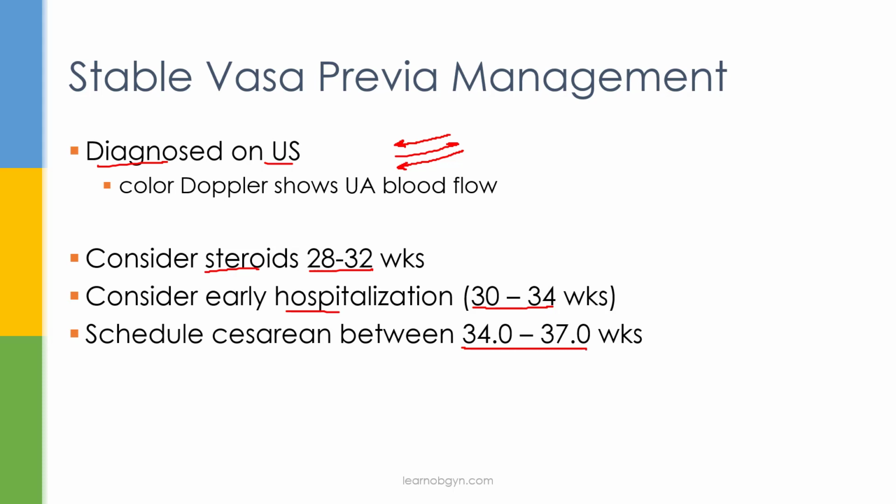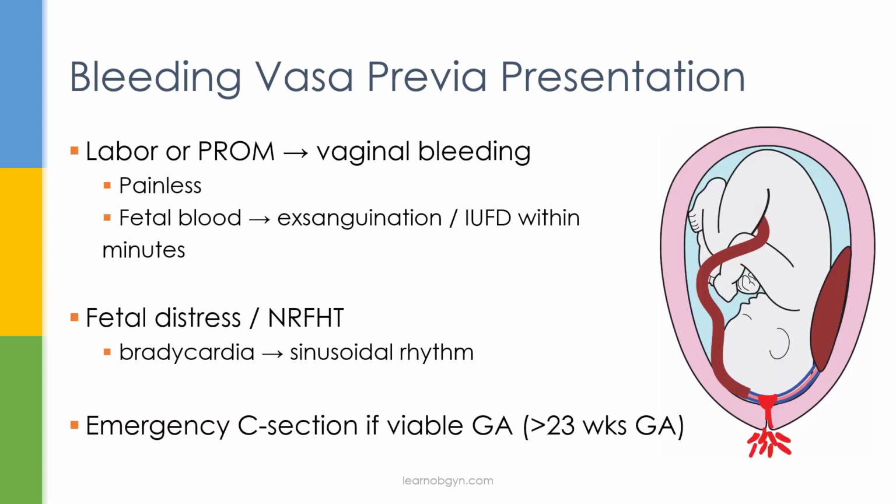This is all in the hopes of delivering the baby before the patient goes into labor, because labor, or especially rupture of membranes, can lead to rapid bleeding and death. Just to clarify, this is only for a Vasa previa. If the patient only has a velamentous cord insertion without a Vasa previa, you do not need to do these conservative measures.